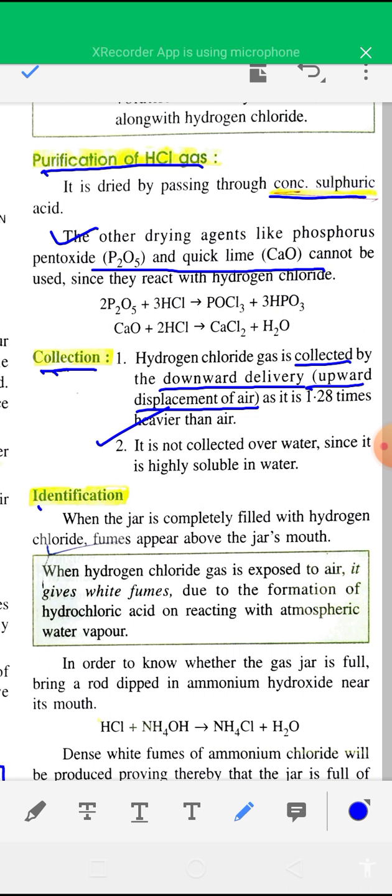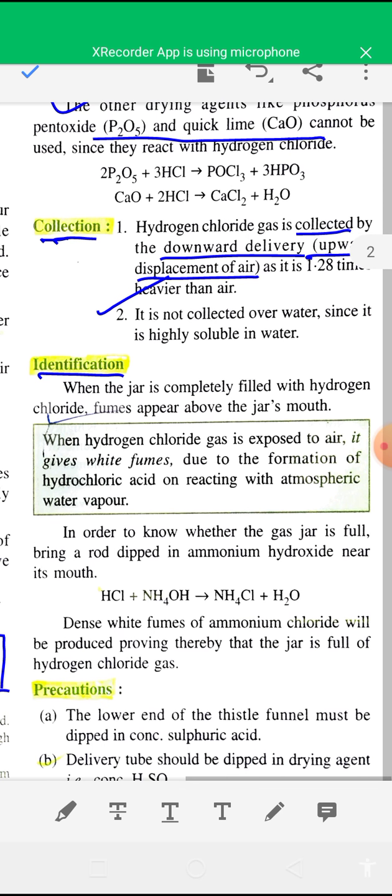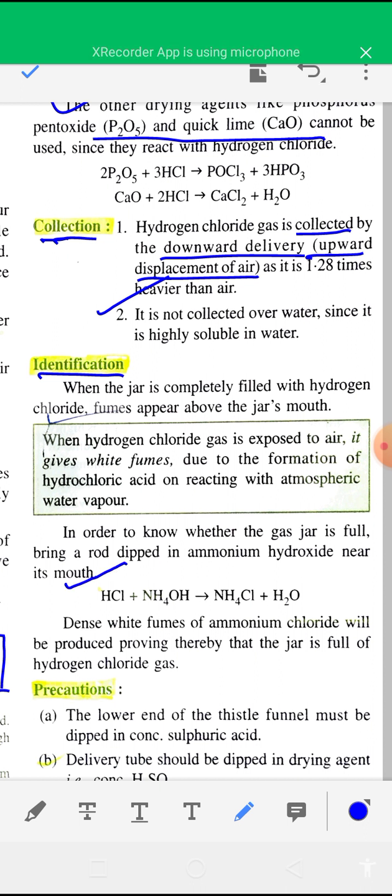Now identification of hydrogen chloride gas. One reaction is given. When hydrogen chloride comes in contact with ammonia, you will get dense white fumes due to formation of ammonium chloride. This is an identification test for hydrogen chloride gas. When hydrogen chloride gas comes in contact with ammonia or ammonium hydroxide, it will form ammonium chloride, which is white dense fumes.